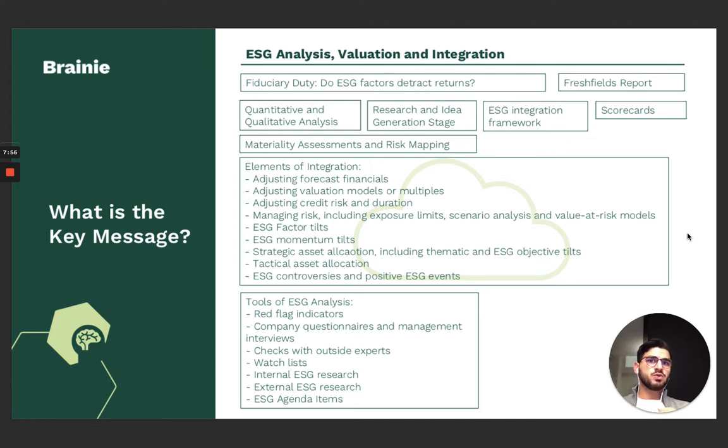Once you understand what the tools are, you need to understand how these elements may be integrated. For instance, adjusting forecast financials like revenues, operating costs, asset book value, capital expenditures, adjusting valuation models or multiples like discount rates or terminal values, adjusting credit risk and duration, managing risk, including exposure limits, scenario limits, value at risk models, ESG factor tilts, ESG momentum tilts, strategic asset allocation, including thematic and ESG objective tilts, tactical asset allocation, ESG controversies, and positive ESG events.